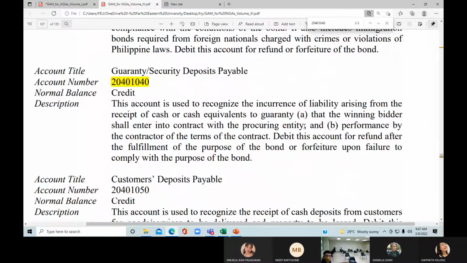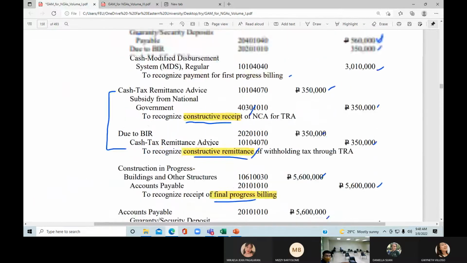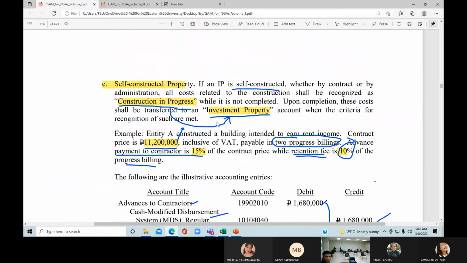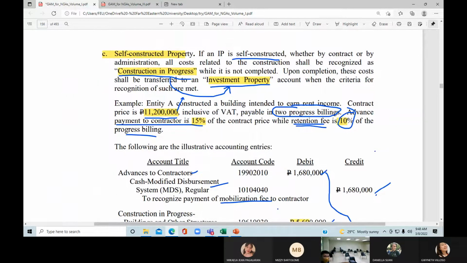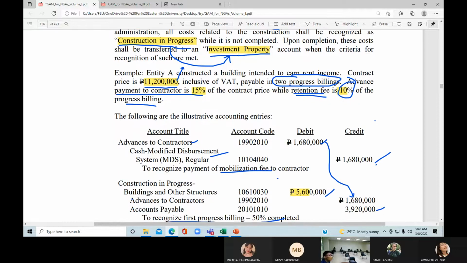This account is used to recognize the incurrence of a liability arising from the receipt of cash or cash equivalents to guarantee performance by contractor of the terms of the contract. Okay. Simple lang naman, no? Kapag construction, naging complicated lang dahil sa details ng problem. So, merong retention fee, tsaka advance payment to contractor. Pero ang nangyayari lang naman dyan, construction in progress muna habang di pa tapos. Then, transfer mo to investment property.